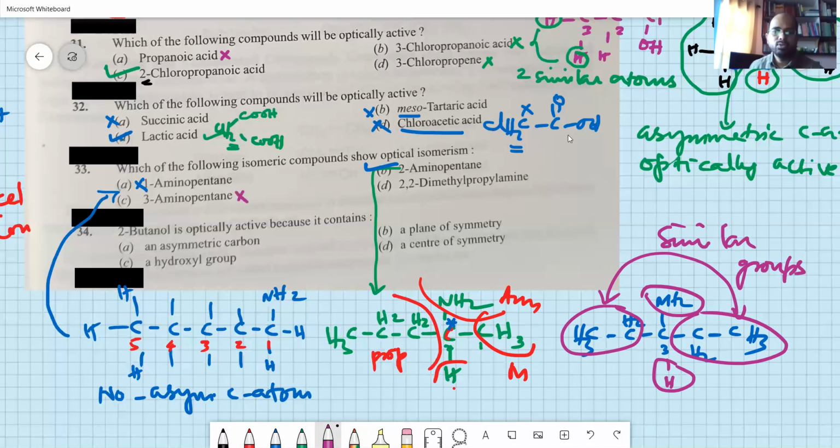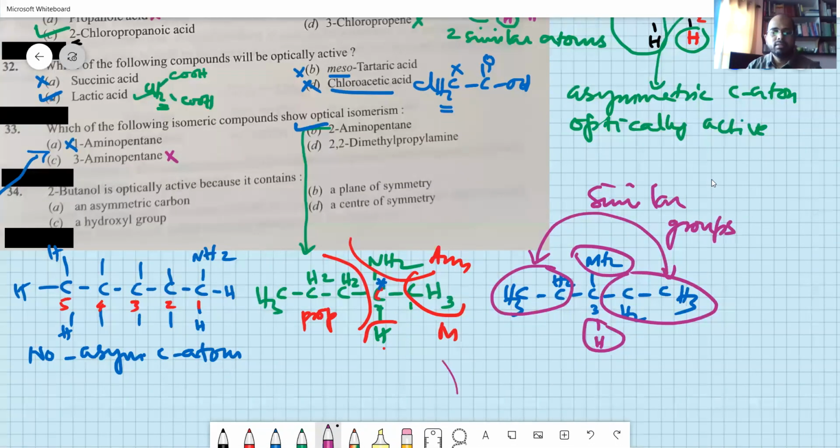The last one is 2,2-dimethylpropylamine. Propyl is just a 3 carbon chain. Okay, C, C, C. The numbering is 1, 2, 3. And what you can write is 2,2-dimethyl. Here, the second carbon atom has dimethyl, so you put 2 and 2 dash, both are the same. Dimethylpropylamine.